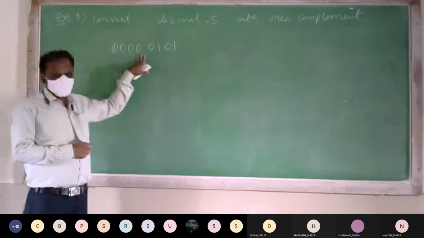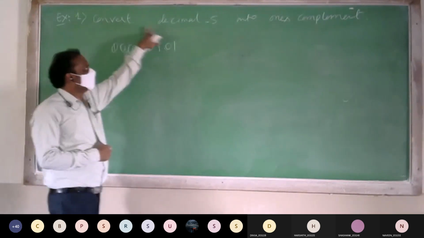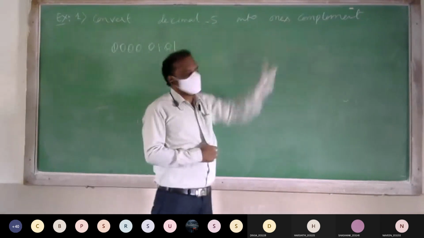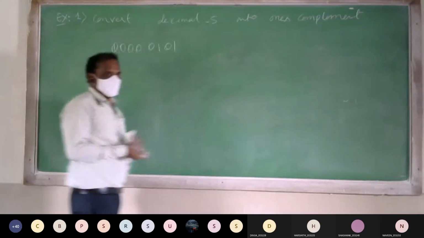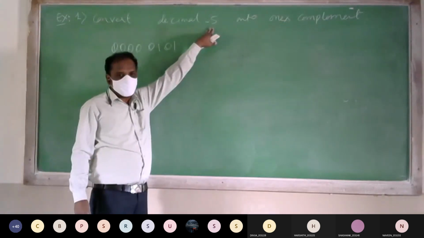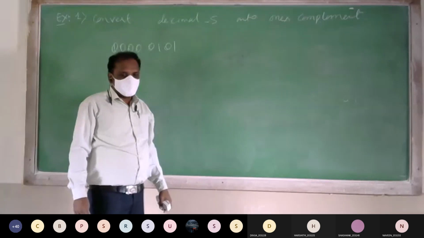Now, this is number 5. But what is the question? The question is: convert decimal minus 5 into 1's complement. Now, how are negative numbers represented in computer memory? They are represented in 2's complement form. Getting everybody?